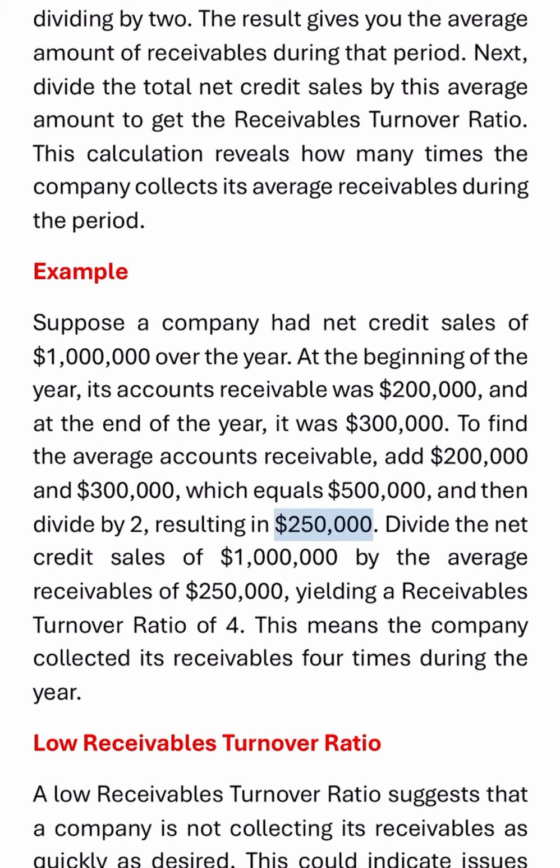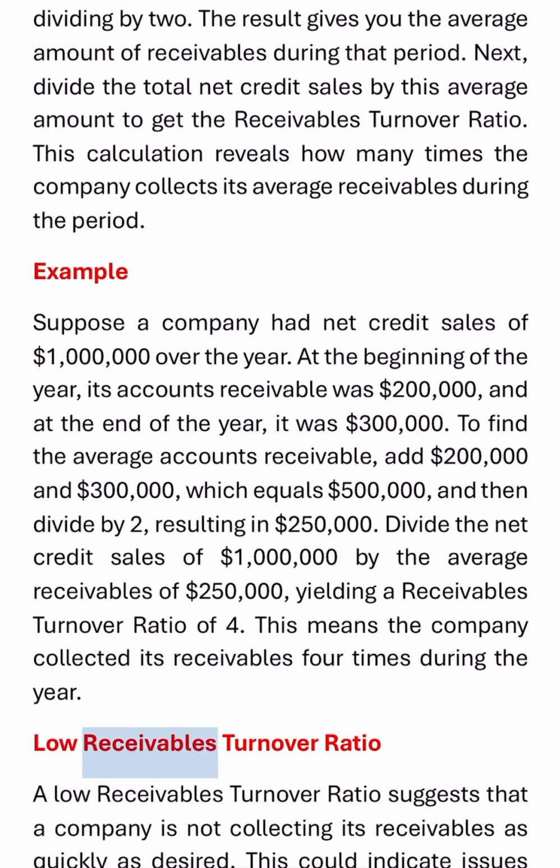in $250,000. Divide the net credit sales of $1 million by the average receivables of $250,000, yielding a receivables turnover ratio of 4. This means the company collected its receivables 4 times during the year.